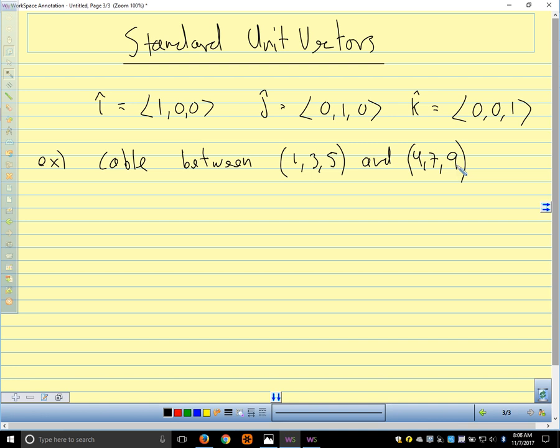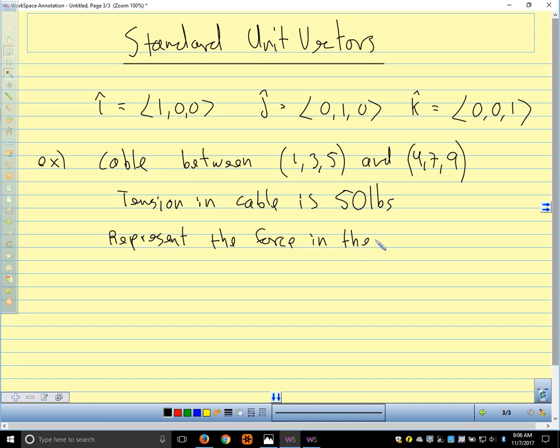We set our origin somewhere, and one end of the cable is at 1, 3, 5, and the other end of the cable is at 4, 7, 9. And we know that the tension in the cable is 50 pounds. So you set up your cable and maybe you put a little spring scale in between the two parts of the cable, and when you stretch it, the scale says 50 pounds. So we know that the tension in the cable is 50 pounds. We want to represent the force in the cable as a vector. So what would we do?